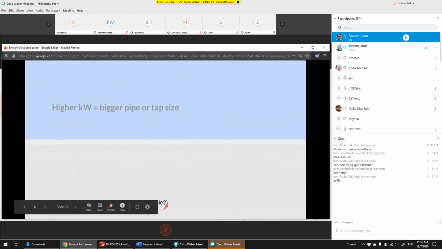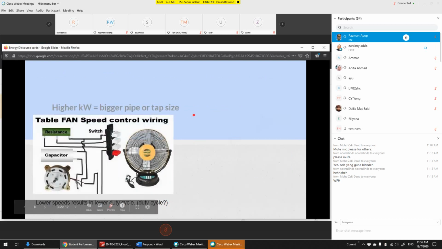Now masuk dia duty cycle. Sekarang masuk. Okay. Higher kilowatt equals to bigger pipe or tap size. And this case, ini kipas. This is a fan. This fan has a selector, right? 1, 2, 3. Yang number 3 ni speed the maximum. So take note, bila kita guna 1, duty cycle dia rendah. Bila kita guna 2, lagi laju, the fan spins higher, their duty cycle gets higher. Lagi banyak tenaga digunakan. Number 3, maximum speed, for sure. Lagilah laju, lagilah banyak tenaga digunakan.